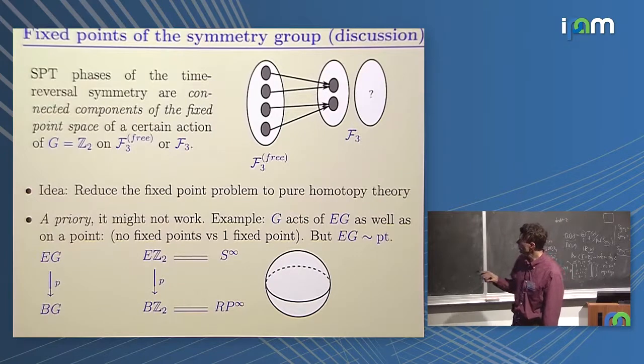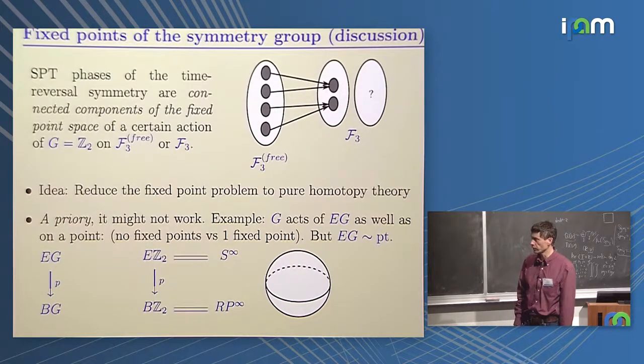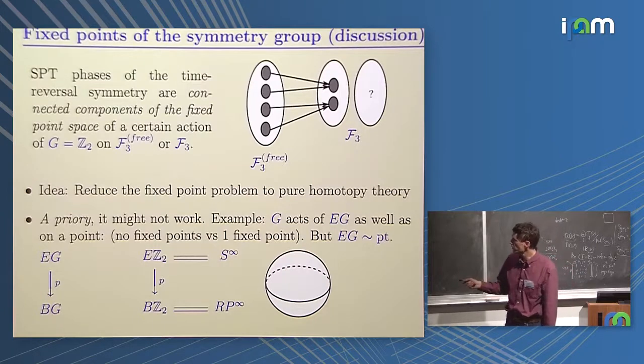How do we reduce the problem of fixed points to homotopy theory? That's the key idea, that somehow calculating fixed points can be reduced to pure homotopy theory. A priori, it might not work. And this is a very basic example. Consider some group G and consider its action on EG. EG is part of this fiber bundle. EG is the total space of this bundle over BG.